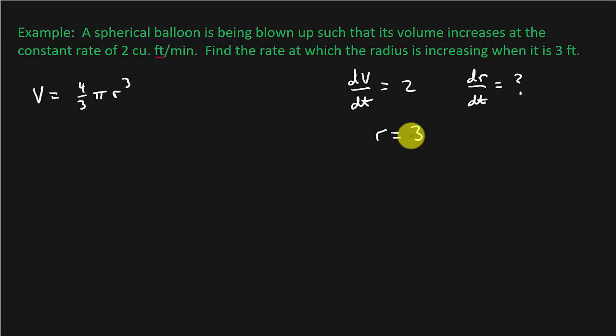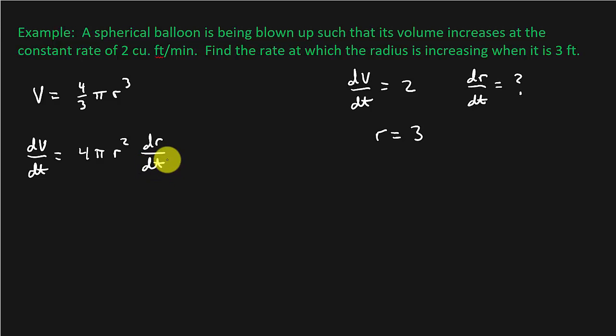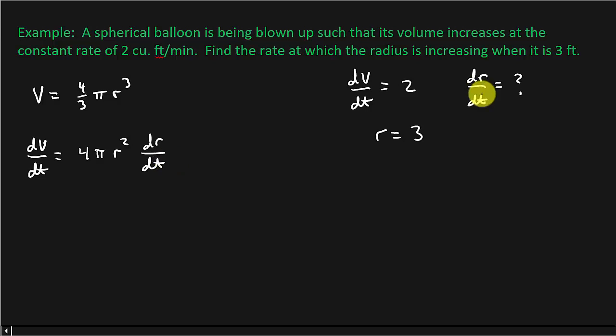So now we take the derivative. We've got dV/dt is equal to, using the power rule, 4 pi r squared, and then don't forget times dr/dt. Now, what do they want us to find? They want us to find dr/dt, so let's solve for that.